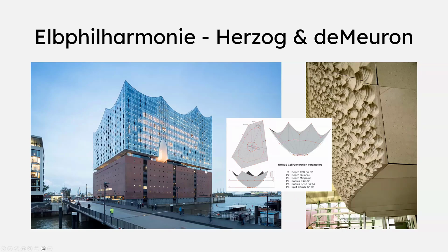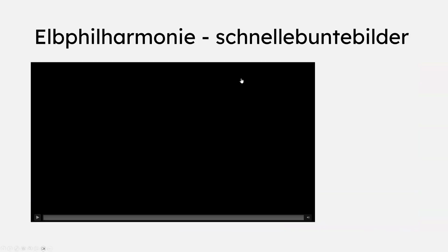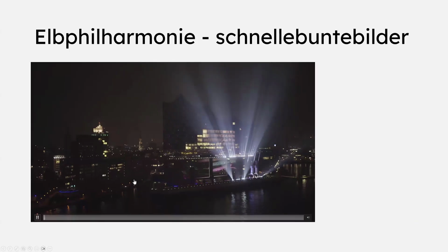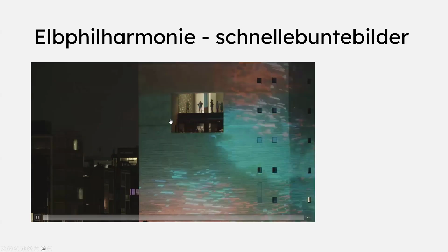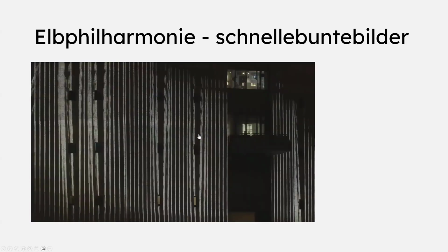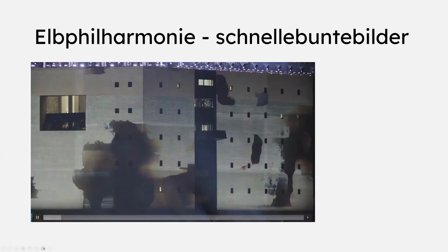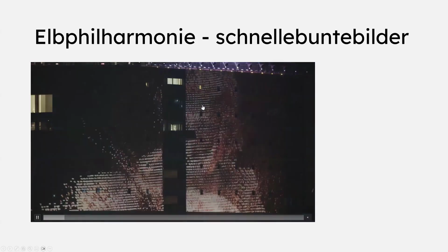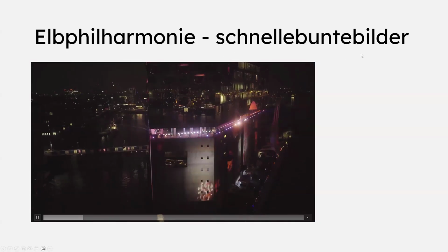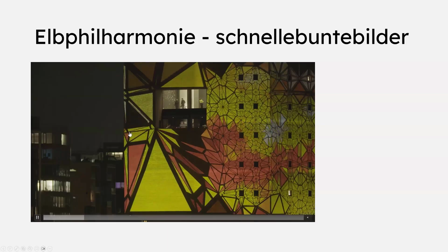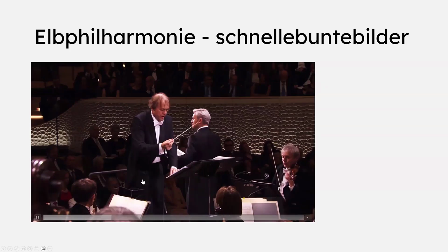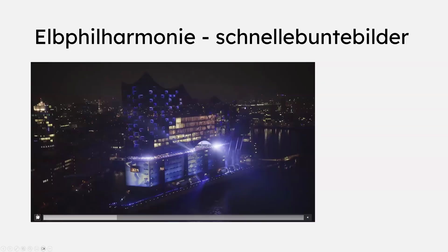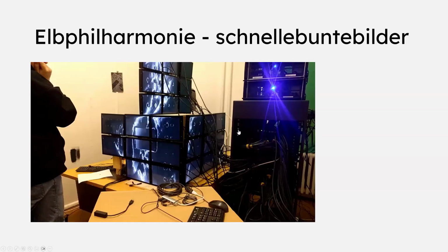On the one hand we have this object built with Rhino, and on the next slide you can see the opening of it, with these huge projections on the facade, and the lights also controlled. This is made by Schnelle Bunte Bilder. These visuals also react live to the music that is played inside of the Philharmonie. So this is also done with VVVV.